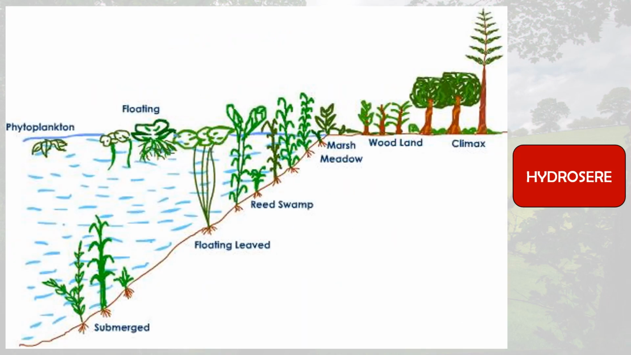This is the diagrammatic representation of hydrarch succession, where the first stage is phytoplankton, next are the rooted submerged stage, next is the rooted floating stage, and then the reed swamp stage, and then marsh meadow stage, and next is the woodland stage, and final is the forest stage, that is the climax community.